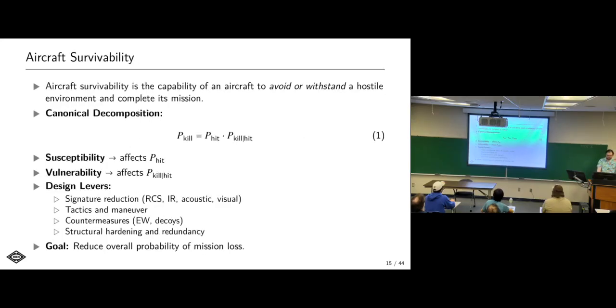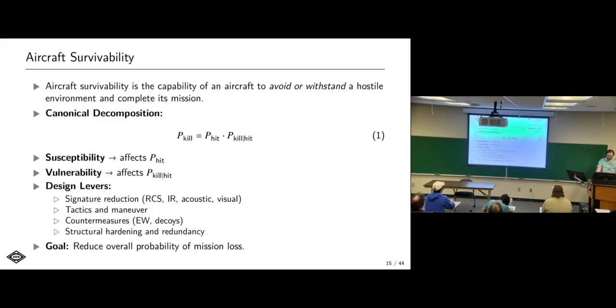Survivability, starting with that, basically is a metric of the capability of an aircraft to avoid or withstand a hostile environment and complete its mission. So, can you survive doing what you need to do? That's kind of a mathematical probabilistic sum of the probability you get hit and the probability you get hit and you get killed. Susceptibility affects the chance you get hit, and vulnerability affects the chance you get killed from it. Kill here also can be preventing the mission from actually being completed.